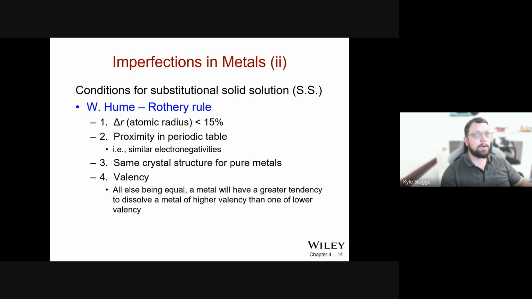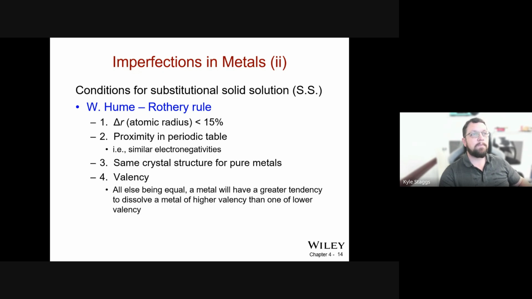The same crystal structures are going to exist for pure metals as for the solid solution. So they're not going to suddenly become body-centered cubic from face-centered cubic because it's a solid solution. The crystal structure of the pure metal stays the same as what it was. And the valency is a key parameter here. All else being equal, meaning we're going to isolate this one aspect, a metal is going to have a greater tendency to dissolve a metal of a higher valency rather than one of a lower valency.